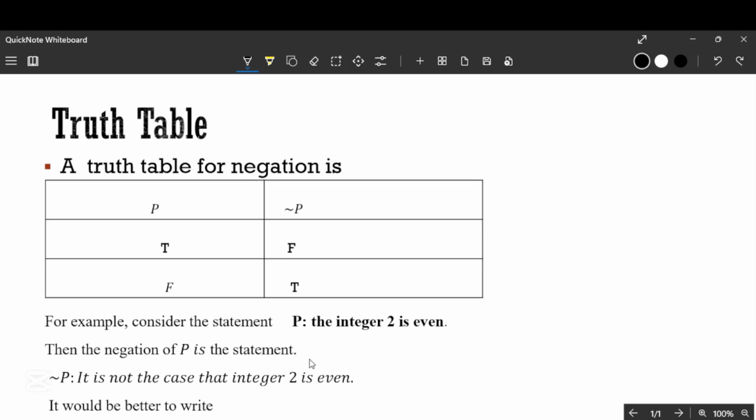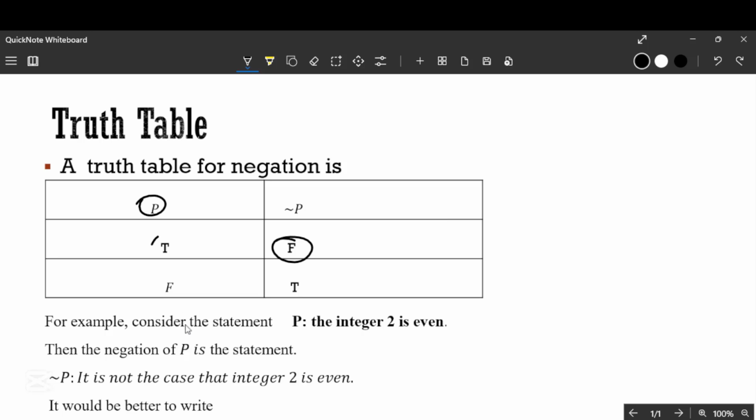Let's look at a truth table for negation. If we have a statement P and it is true, the negation of the true statement is false. And if we have a statement which is false, the negation of a false statement is true. So let's say we have "Amwa is not a boxer". Then we negate that statement, and we are going to have a true statement, which is "Amwa is a boxer".